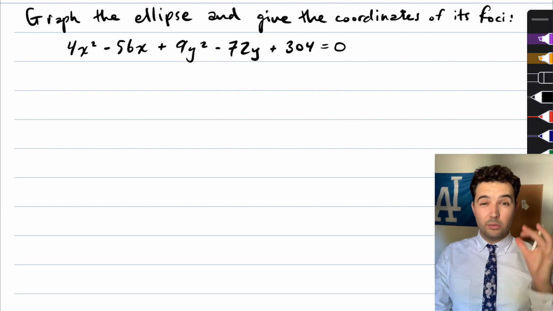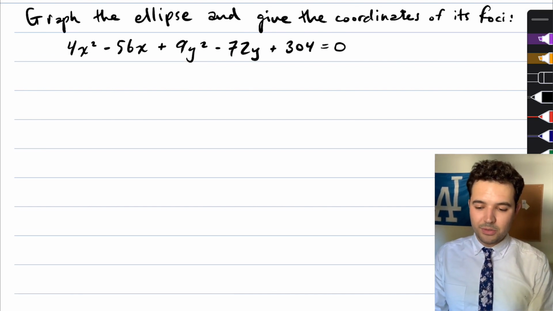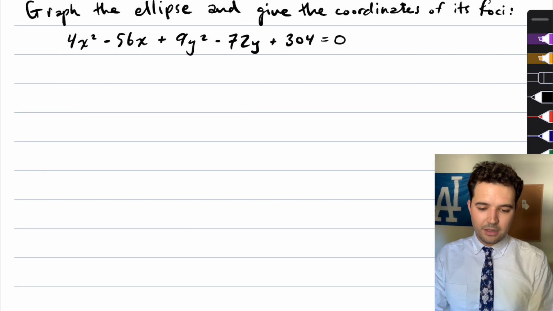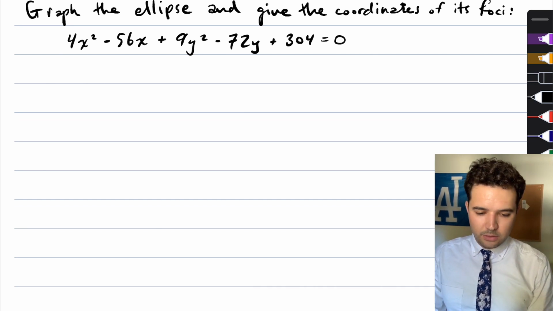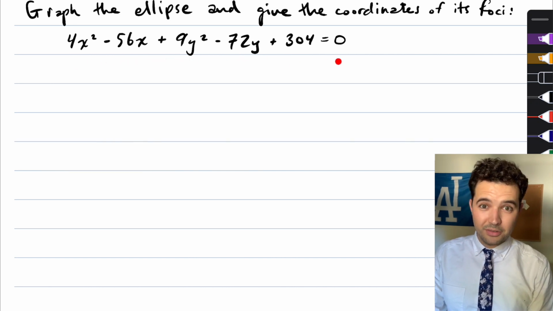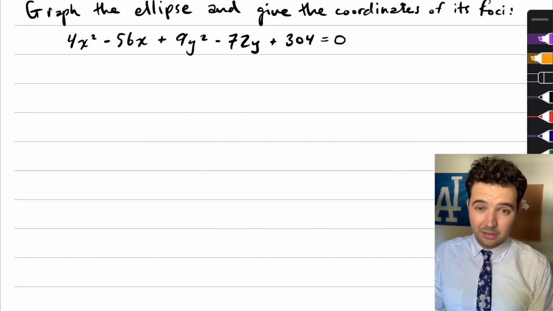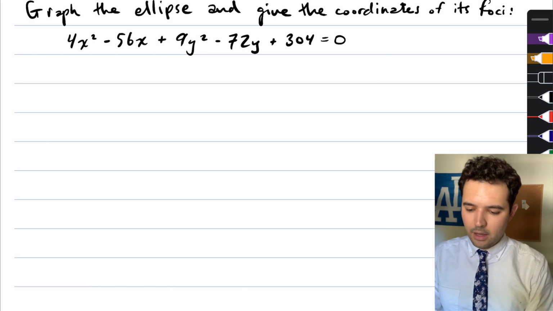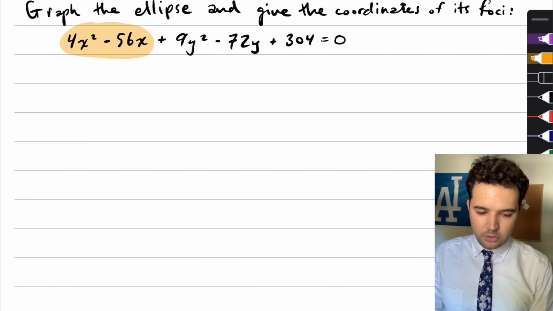All right, pre-calc, right now I want to help you walk through one of these problems in which we have to graph the ellipse and give the coordinates of its foci. You'll notice that we are not in a position where we can immediately graph it because the equation that we're given looks nothing like the form of the equation that we would like our ellipse to be in. So to get there, my strategy is going to be to complete the square for these two terms.